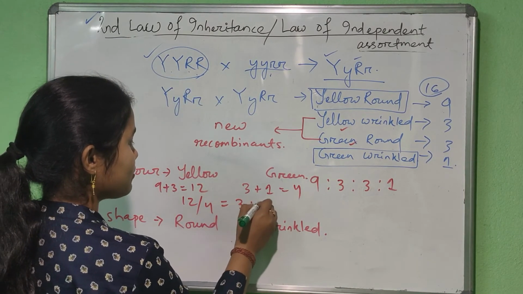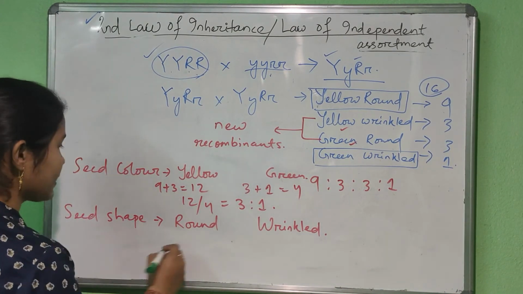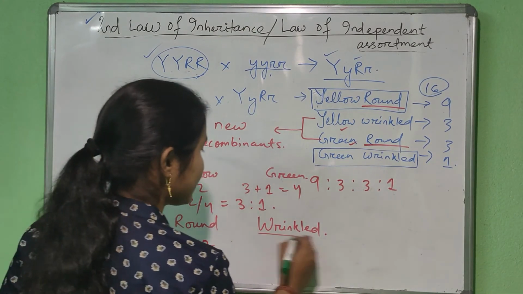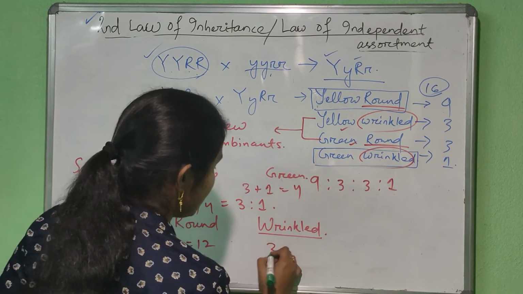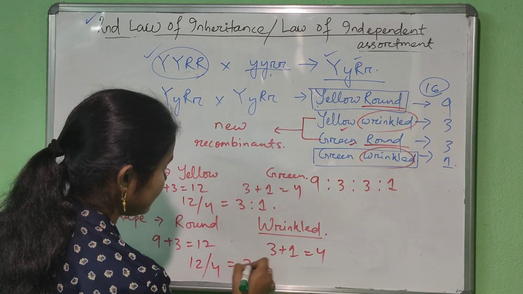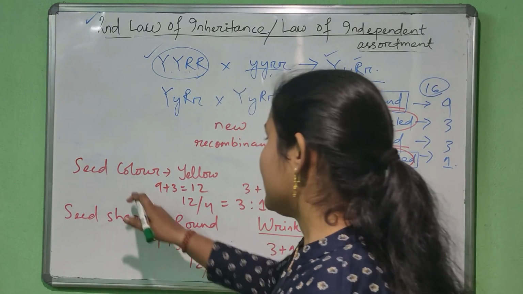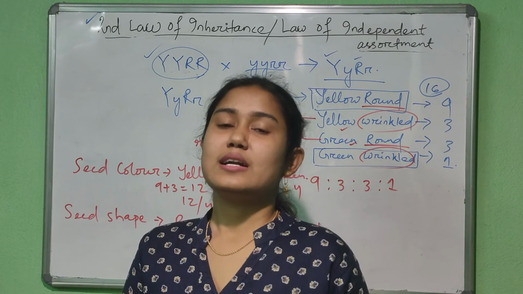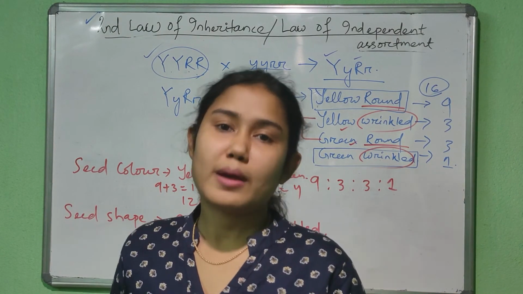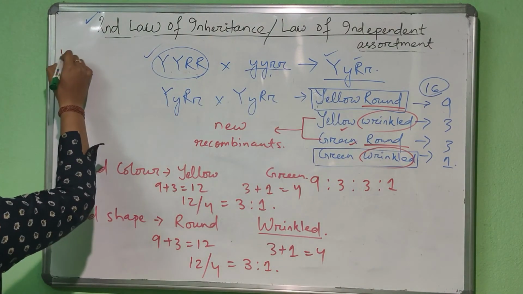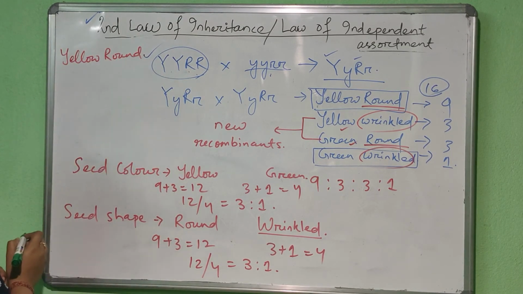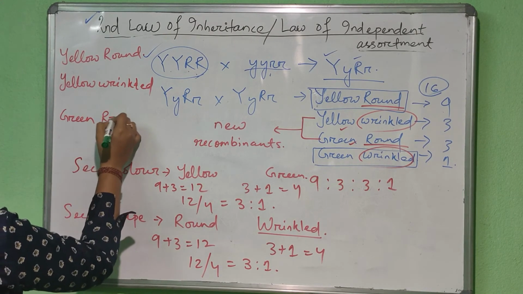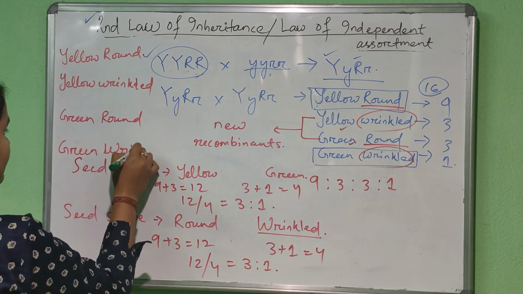So 12 by 4 अगर हम करेंगे 3:1 रेशियो आ रहा है कि नहीं, right? Clear? Now here round अगर हम देखेंगे this one and this one means 9 plus 3 will be your 12, right? And wrinkled हम देखेंगे this one and this one, then your 3 plus 1 will be your 4. इसका अगर हम रेशियो निकालेंगे then that will also be your 3:1, right? That means the alleles are separating independently of each other. Okay. Then another method is there, that is we can prove it by multiplying the various probabilities. Okay. So first we are getting your yellow round, right? Yellow round, clear? Then yellow wrinkled, then green round, and then green wrinkled, right?